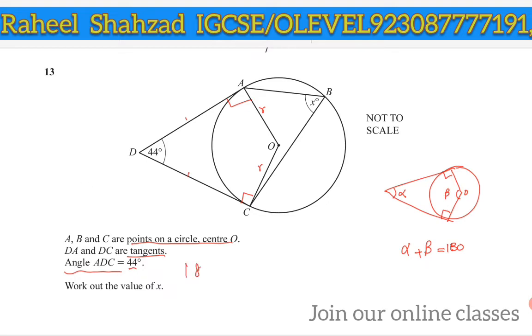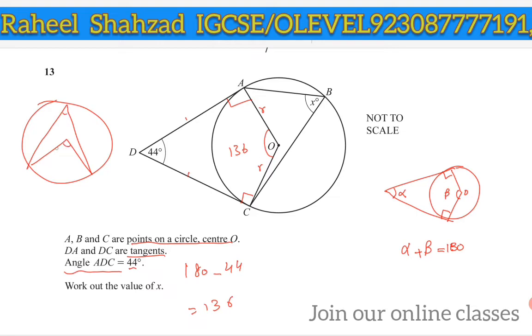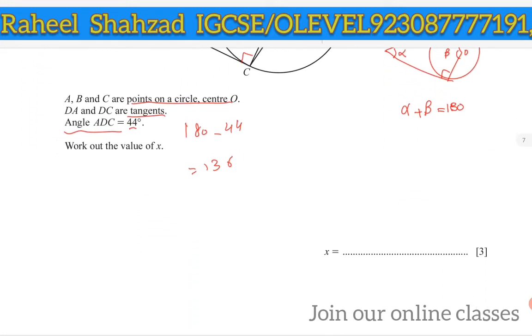180 minus 44 is going to be 136. So this angle is going to be 136. And secondly, we know that in a circle, the angle at the center is always twice the angle at the circumference. So this is 2x, this is x. So 136, this is going to be half of it. Half of 136 is equal to 68 degrees. So the answer for this value of x is 68.